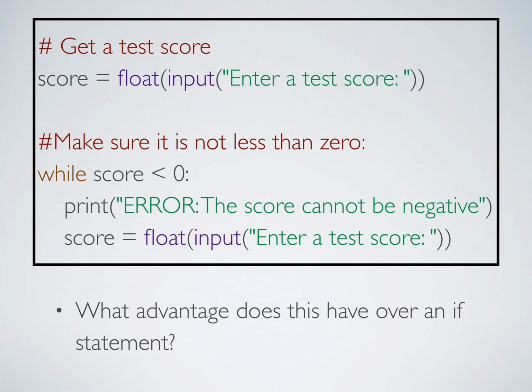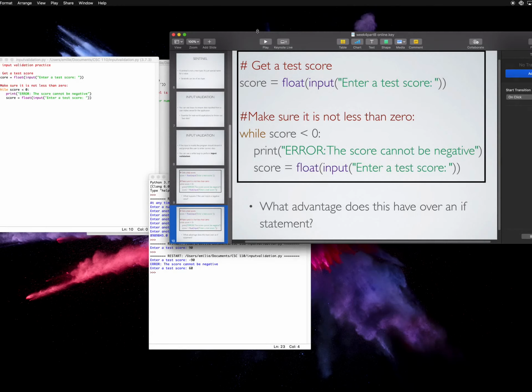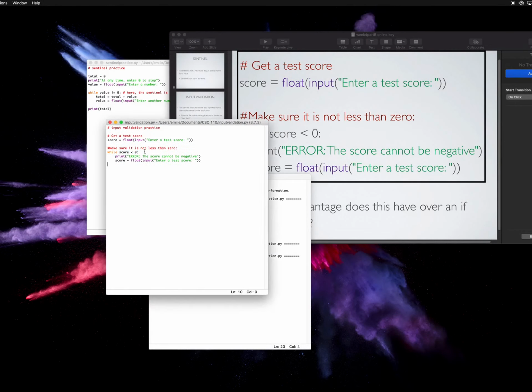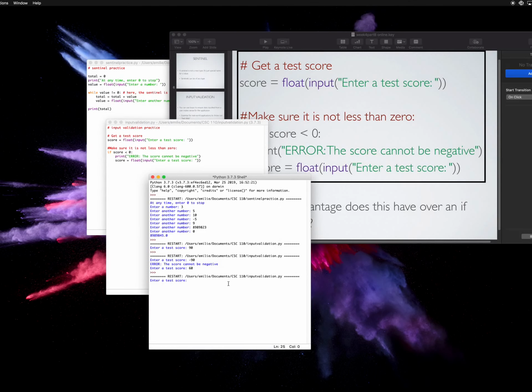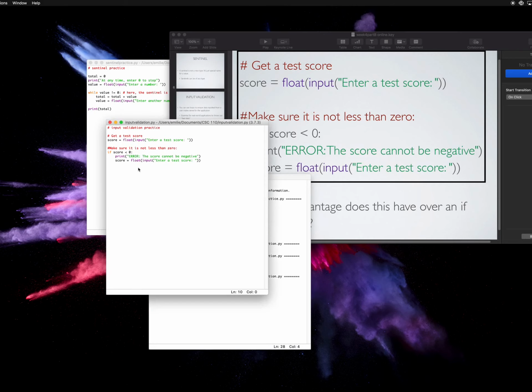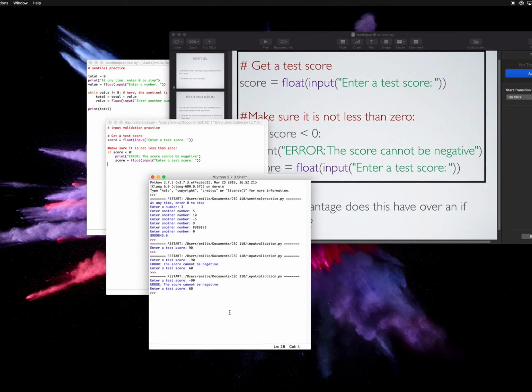So the reason why this while loop is superior to just using an if statement for input validation, let's go ahead and change this to an if, just for demonstration purposes. All right, so we'll run it. All right, I'll enter a test score, -90. Says the score can't be negative. All right, how about a positive one? Cool, that works fine. Let's try running it again. All right, enter test score, -90 again.